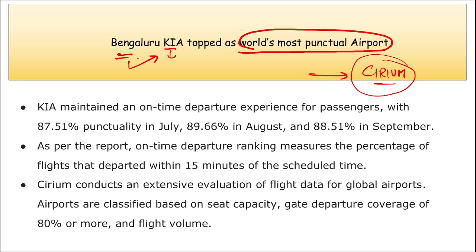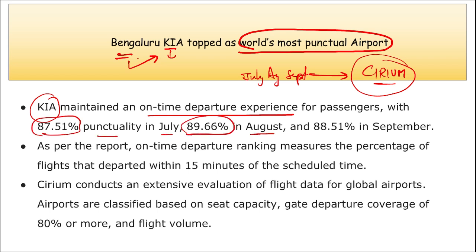And remember this Cirium, this is an aviation analytics firm that has recently stated that Kempegowda International Airport of Bangalore, Karnataka secured the top position as the world's most punctual airport for 3 consecutive months, and that is July, August, and September. Here, Kempegowda International Airport maintained an on-time departure experience for passengers with 87.51% punctuality in July, 89.66 in August, and 85.51 in September.